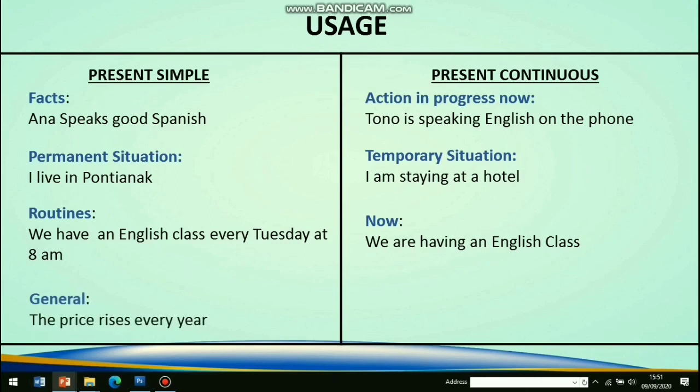And then we use present simple to talk about general situations. For example, the price rises every year. And present continuous to talk about trend situations. The price is rising this year.